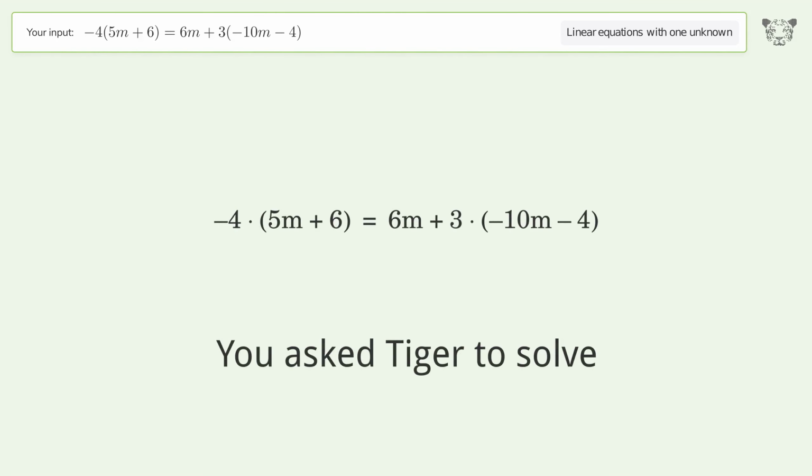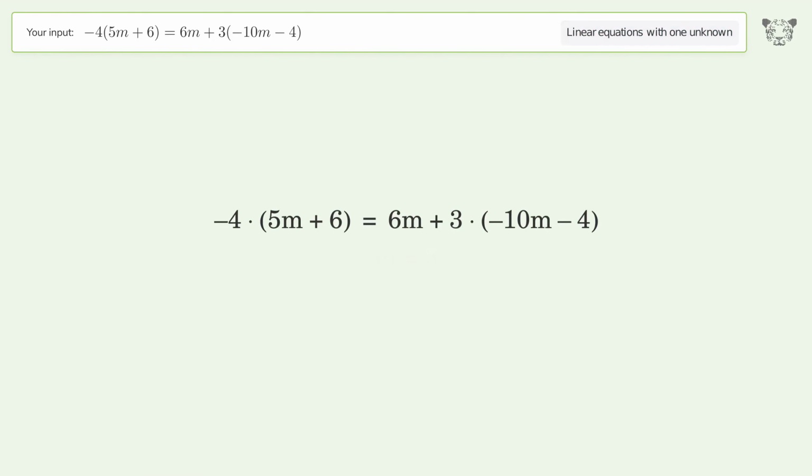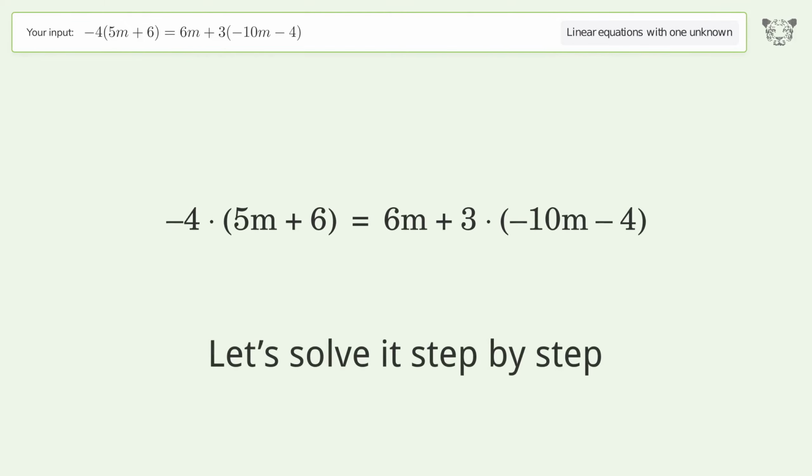You ask Tiger to solve. This deals with linear equations with one unknown. The final result is m=3. Let's solve it step by step.